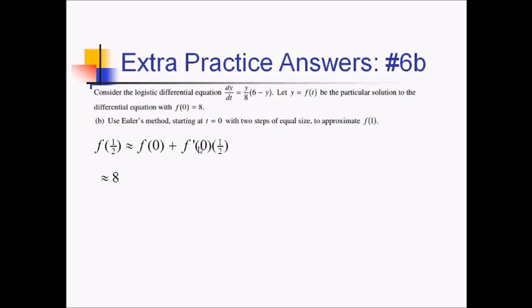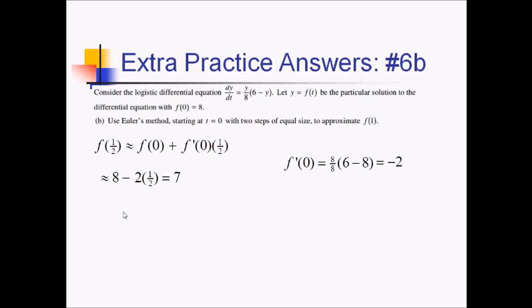F prime of 0, well, I'm plugging x into my differential equation, but there is no place to plug in x. There's a place to plug in y. So I actually have to plug in the y value that goes with the x value of 0. So 8. We'll have 8 over 8 times 6 minus 8. This is just 1 times negative 2, or negative 2. So this is 8 minus 2 times 1/2. 8 minus 1 is 7. So that's our approximated value of f of 1/2.